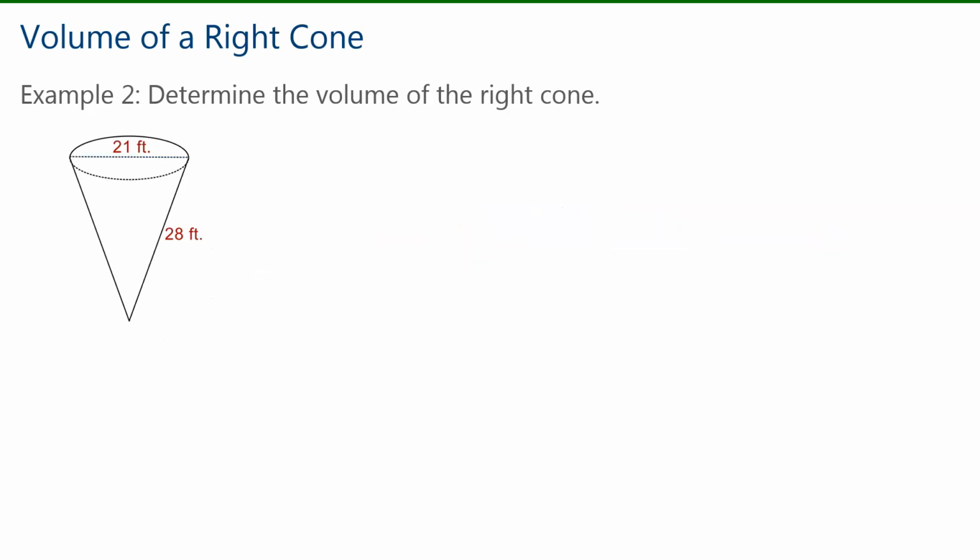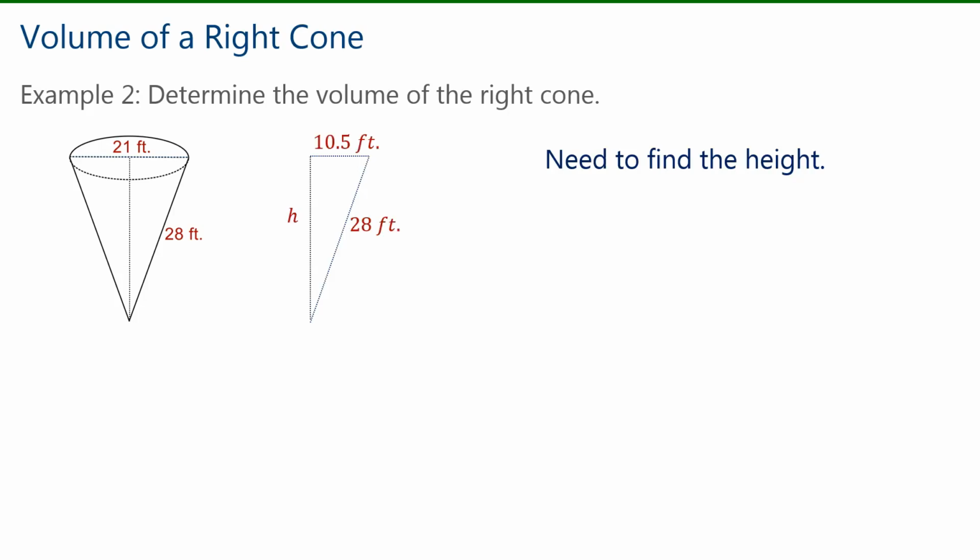Now in example 2, once again we got to determine the volume of the right cone. But here I notice that we're given the slant height, not the height. So that's the first thing we got to do. We find the height by creating a right triangle and then using the Pythagorean theorem. So now let's fill in my side lengths. Notice that up top I took half of 21 to give me 10.5.